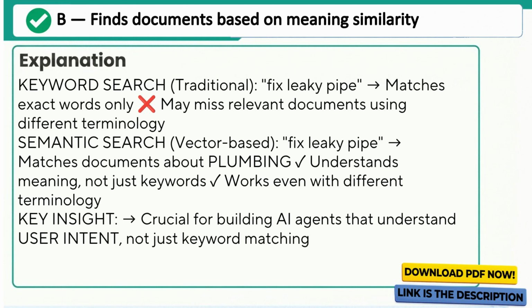Traditional keyword search for "fix leaky pipe" matches exact words only and may miss relevant documents using different terminology. Semantic, vector-based search for "fix leaky pipe" matches documents about plumbing repair. It understands meaning, not just keywords, and works even with different terminology. Key insight: this is crucial for building AI agents that understand user intent, not just keyword matching.